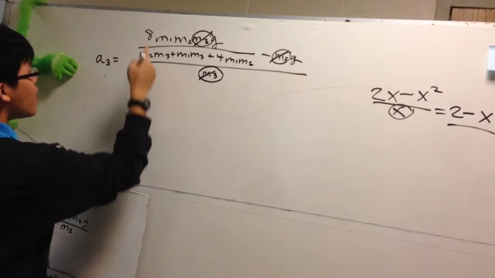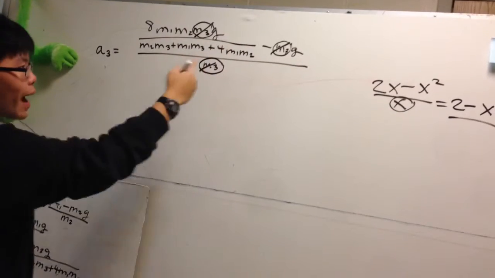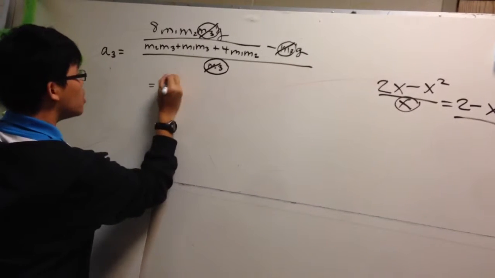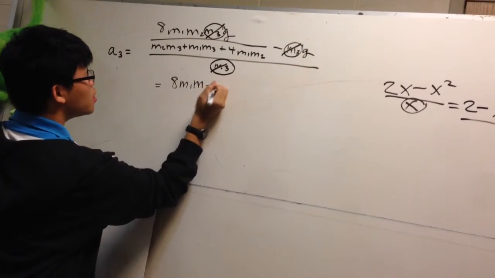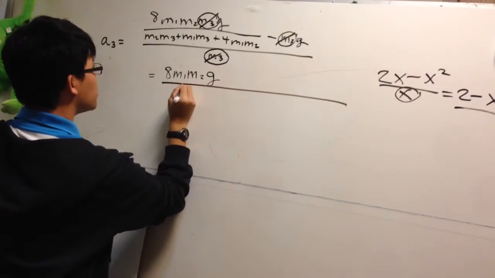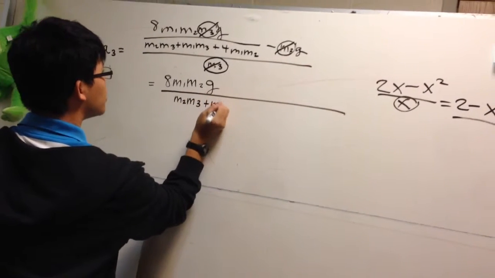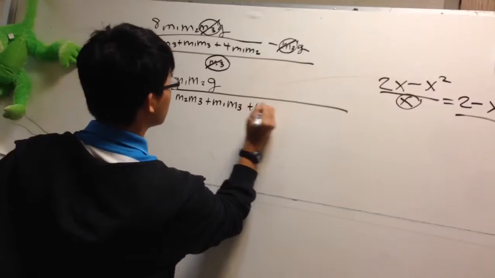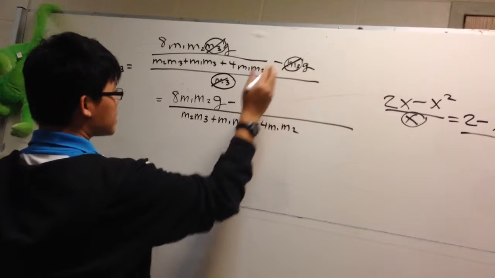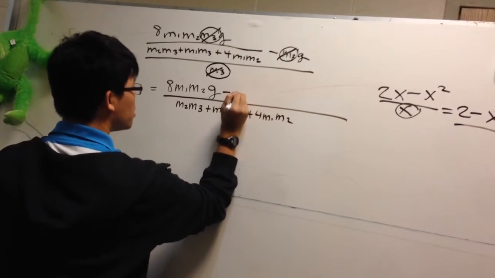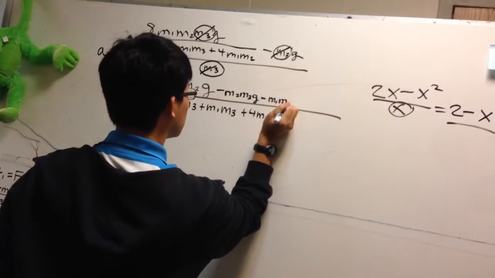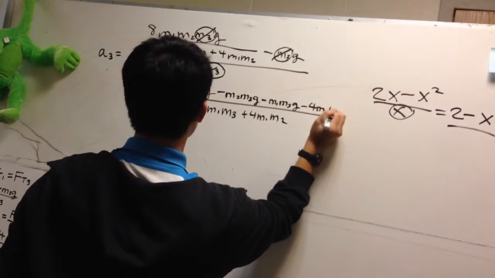So now we're left with 8 M1 M2 g over that thing minus g, which is a lot simpler because now we can put g in terms of the denominator. So let's do that. Okay, so we're going to put g up there. So note that there's a minus sign, so that's going to distribute everywhere. This is M2 M3 g minus M1 M3 g minus 4 M1 M2 g.